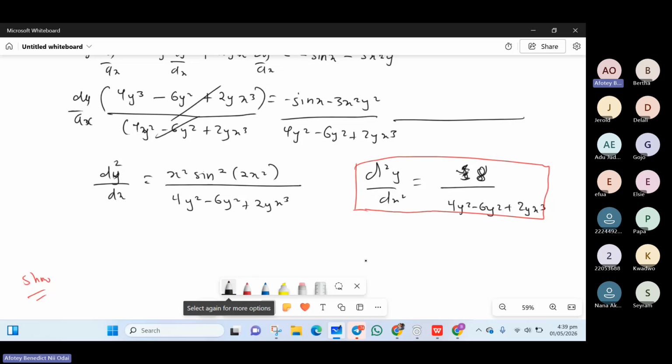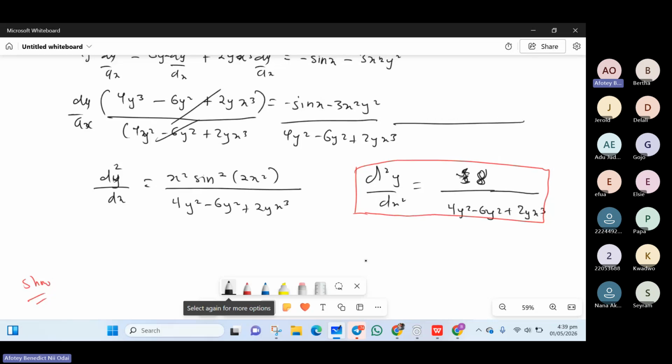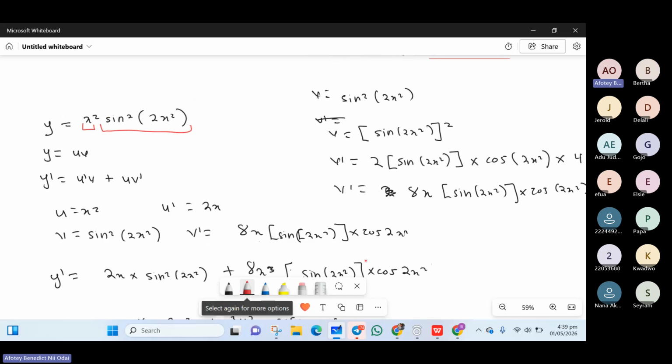Now, most people solved the second differential, they got the answer, right? But they didn't get the show that was asked of them. Now, the question was in this format. Once you solve the second differential, you get your answer. But it's up to you to know that this numerator, right? This numerator is actually your y.